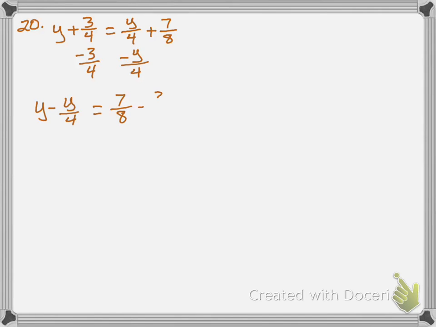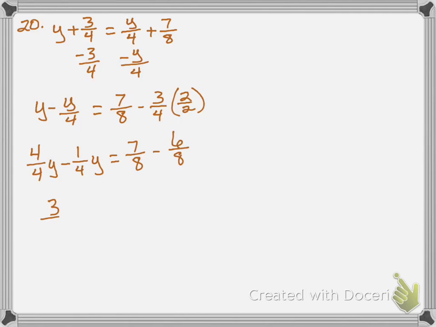So number 20 is y plus 3/4 equals y/4 plus 7/8. Okay, added or subtracted 3/4 and y/4 from both sides. We changed the 1y to 4/4y minus 1/4y, equaled 7/8 minus 3/4. Multiplied that by 2/2, gave us 7/8 minus 6/8, gave us 3/4 y equals 1/8.